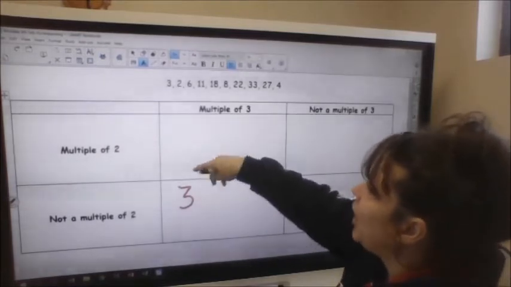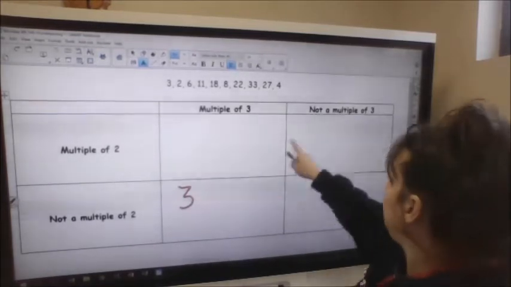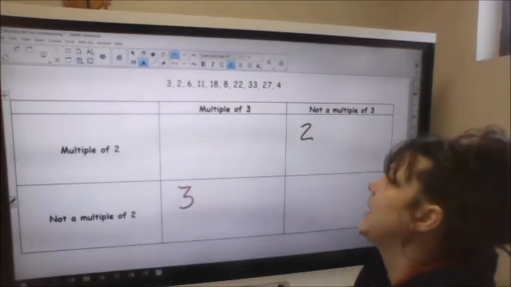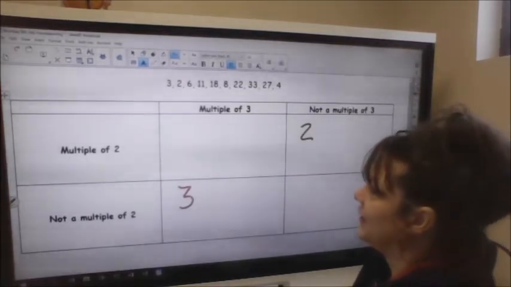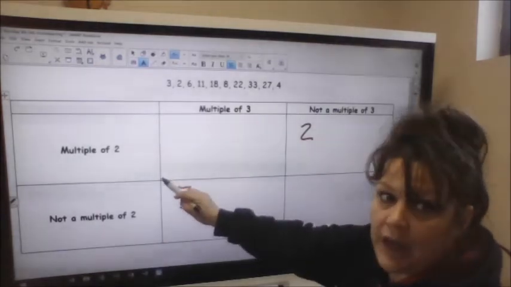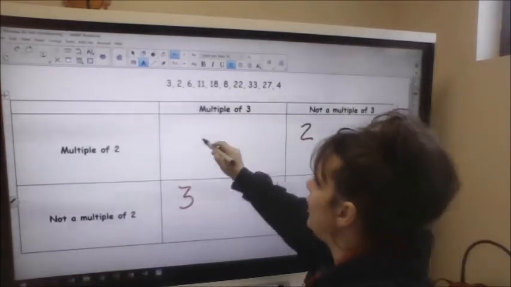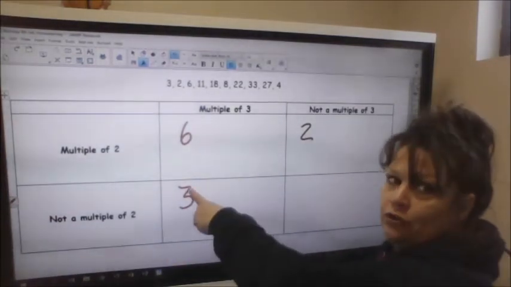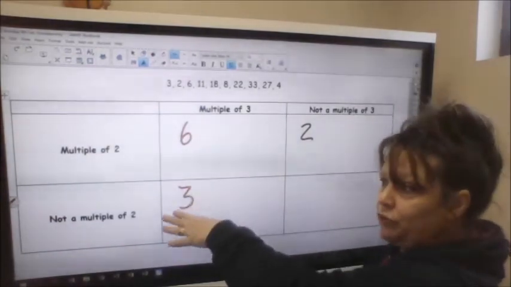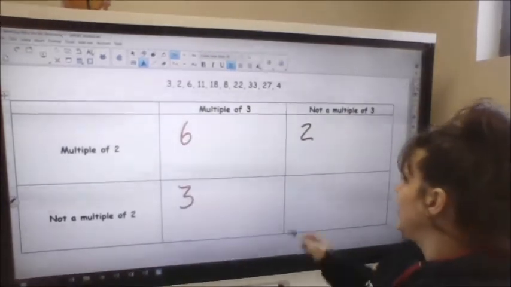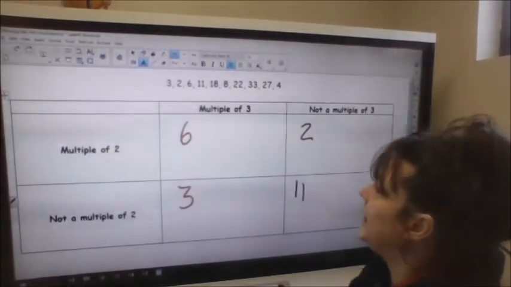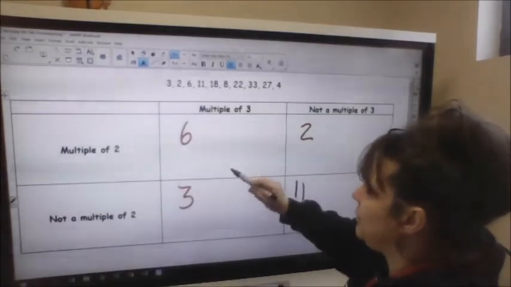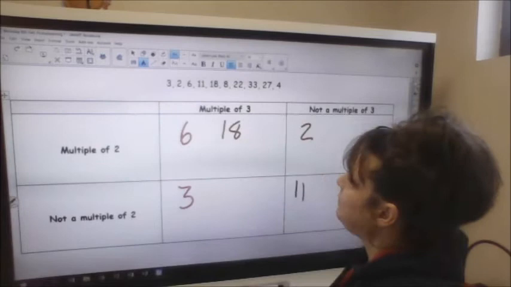It's in the 2 times table, but not in the 3. So multiple of 2, not a multiple of 3, it goes there. So 6, that's a multiple of 2 and a multiple of 3. So it would go in here. 11, not in the 2 times table, so it's not a multiple of 2, not a multiple of 3, so it goes here. 18, well, that again appears in both times tables, so it would go here.